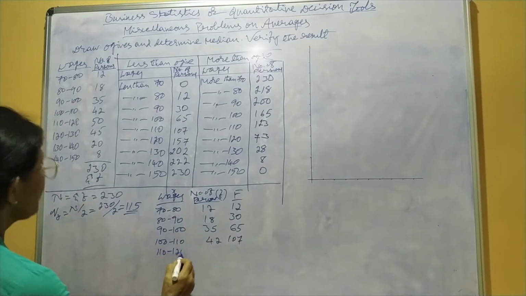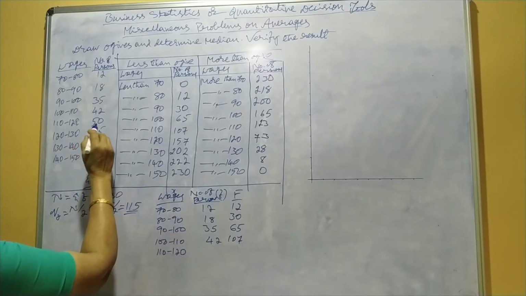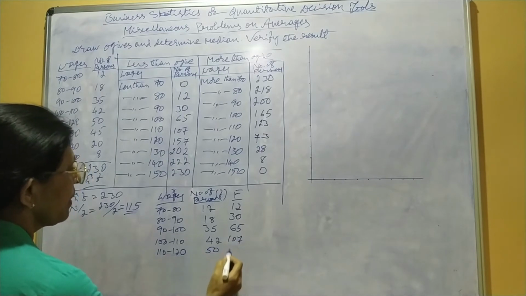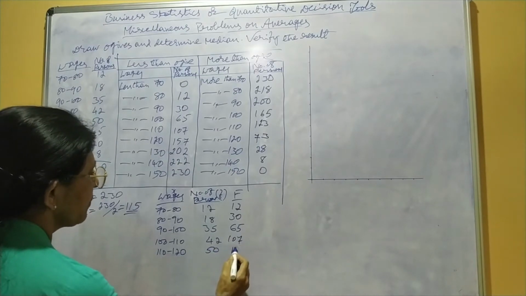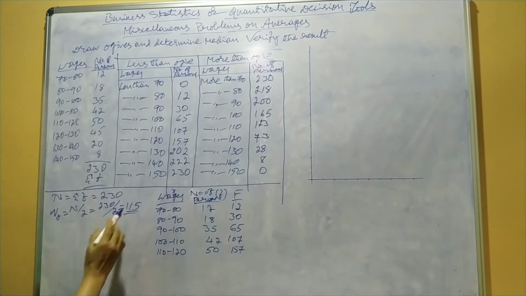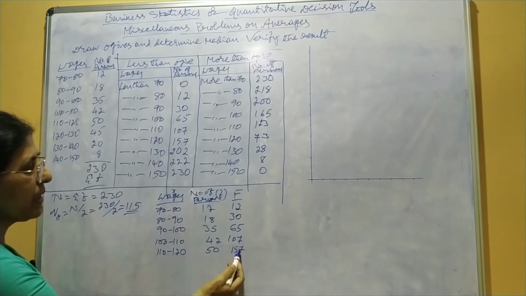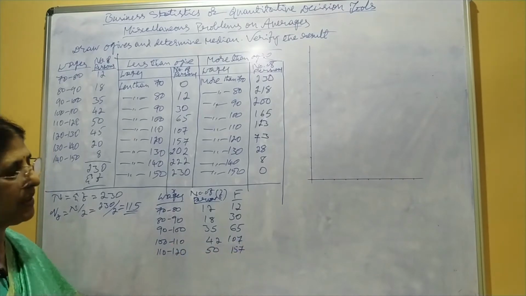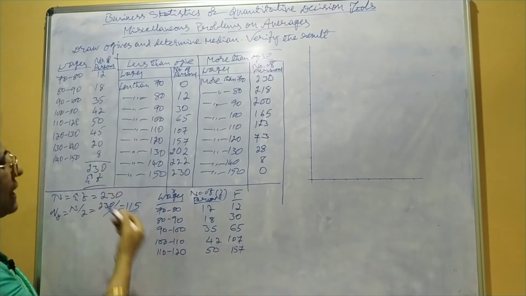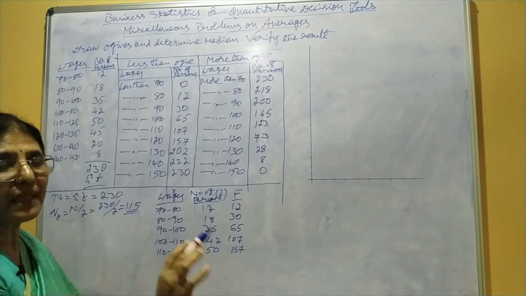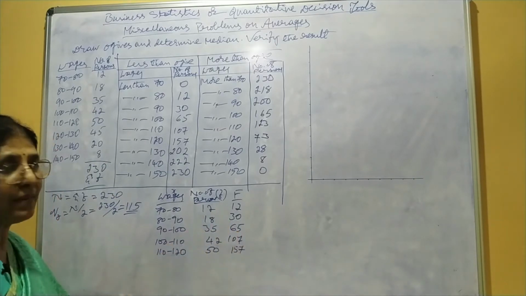110 to 120, frequency is 50. 107 plus 50, 157. Here Q2 is how much? 115. 115 lies between 107 and 157. Even if you take till the end last class, nothing is wrong, but here it is enough. In the examination, you may save time also.